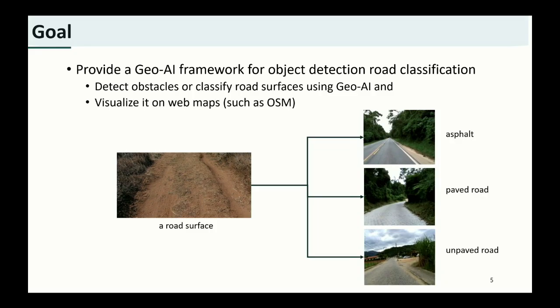The goal is to provide a GeoAI framework, first of all for road surface classification. Of course, there are many classifications of road surface, which are defined by OpenStreetMap. But we start from 3 categories: asphalt, paved road, and unpaved road, because we have a resource problem, so we decided to start from these 3 categories. And we analyze the state of the road surface and visualize it.